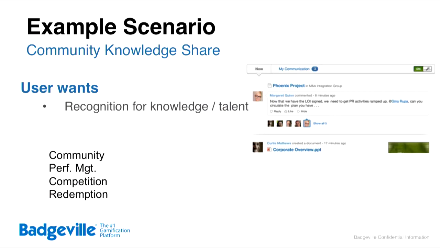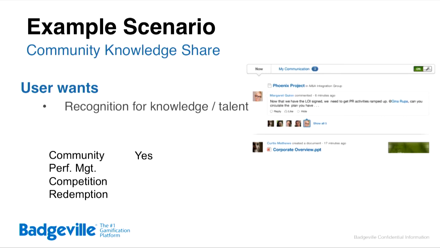So we will go back through the examples and deconstruct them and figure out what the models are. You remember these from earlier. So here's the community knowledge share. What does the user want? Using my shortcut, they want recognition for their knowledge or their talent. This is a pretty easy one because community is in the name. Yes, it's a community scenario.